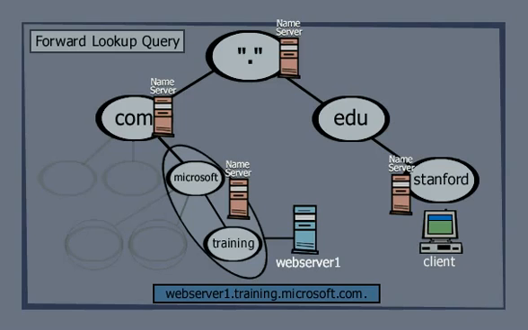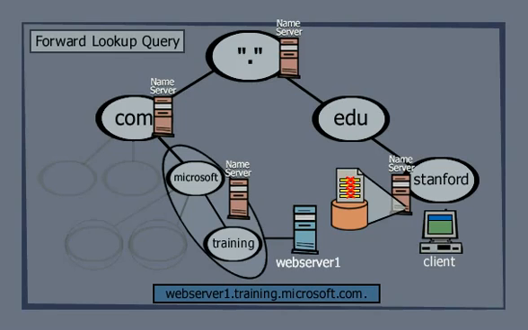This example shows a forward lookup query from a client to find the IP address of Web Server 1 in the training.microsoft.com domain. The client queries its local name server for the IP address of webserver1.training.microsoft.com. The local name server checks its zone database file to see if it has authority for that domain. It does not have authority, but the name server does contain information that points to the root name servers.